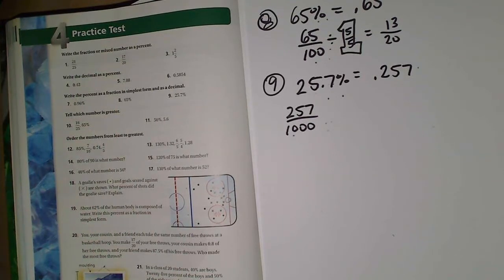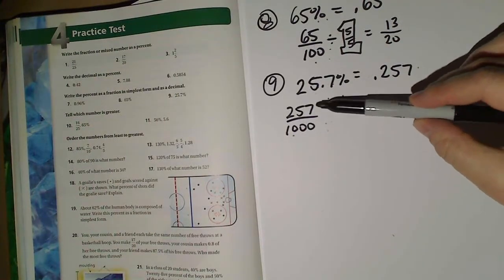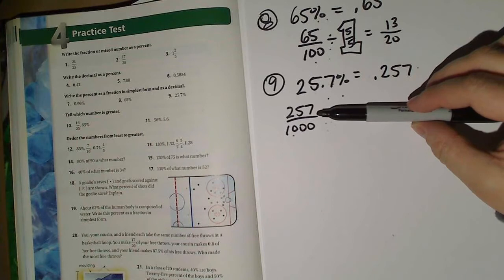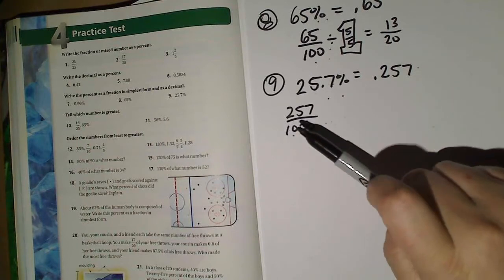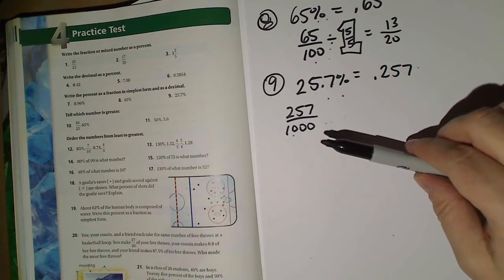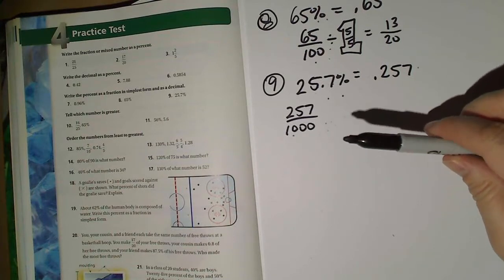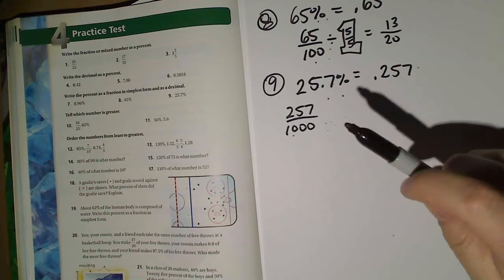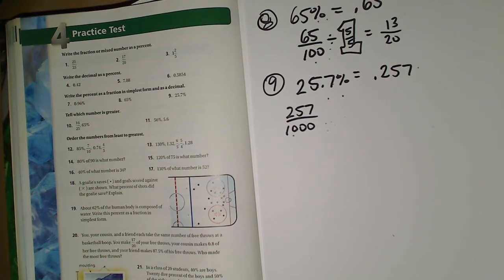Again, I want to think about common factors. But, you know, these are weird numbers, right? 2 is not going to work. 3, remember our trick for 3, could add up all the numbers. But that wouldn't work. 3 doesn't go into 1,000. 4 is not going to work. 5. Turns out this is as simplified as we can get. That is the simplified form.